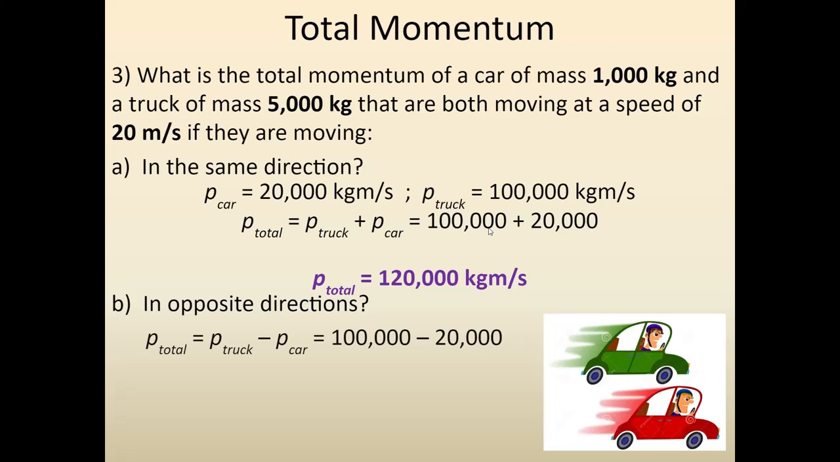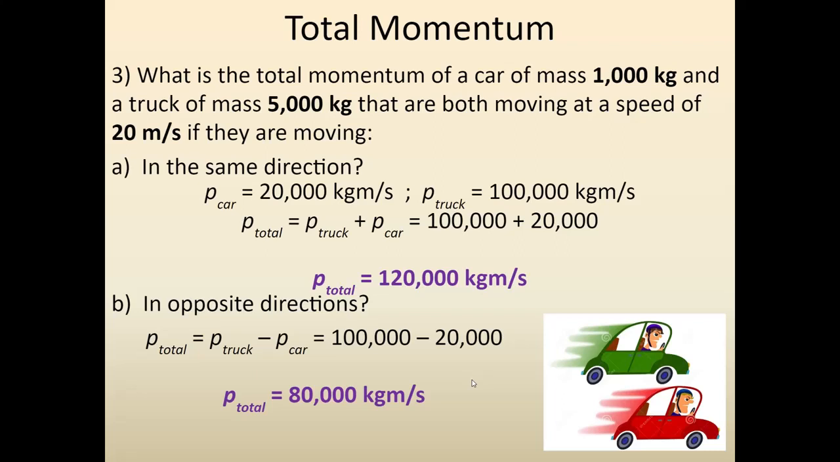I don't know which one's going right and which one's going left. It doesn't really matter. So we just subtract them, with 100,000 being the bigger one, and it would be 80,000 kilogram meters per second in the direction of the truck. Again, we're not really given a direction, so it's not like that matters. We just want a rough idea of generally what the momentum would end up being. And that's pretty much it for this momentum stuff. Like I said, pretty straightforward.